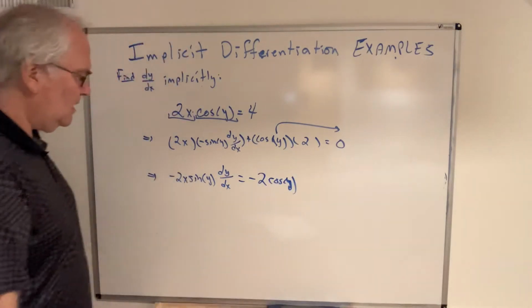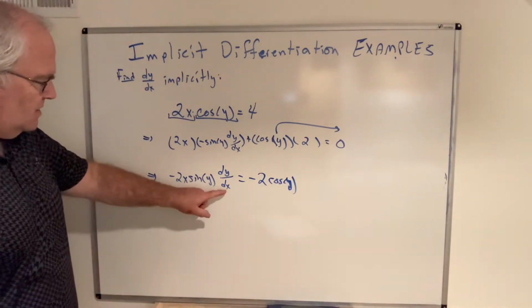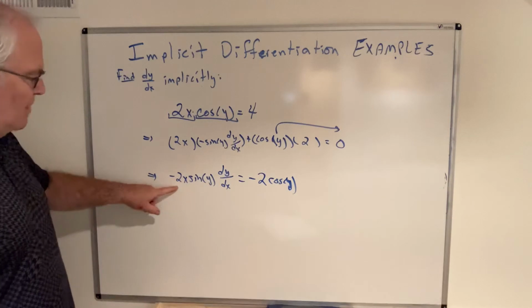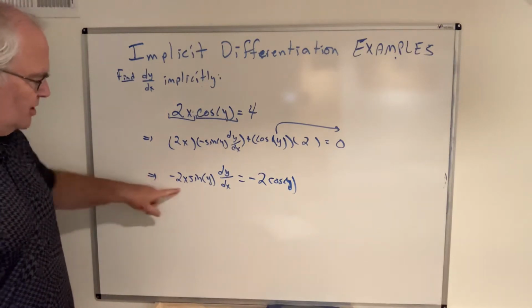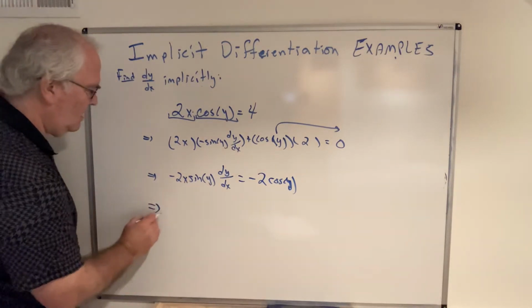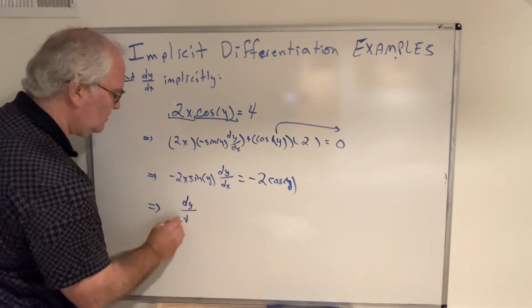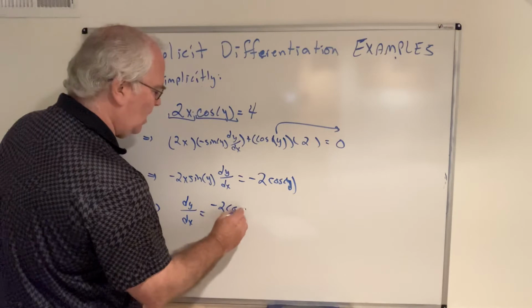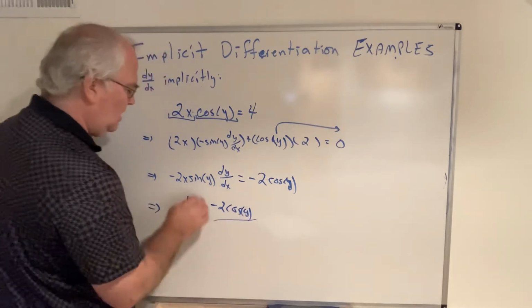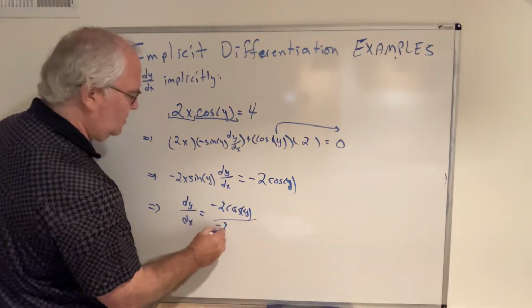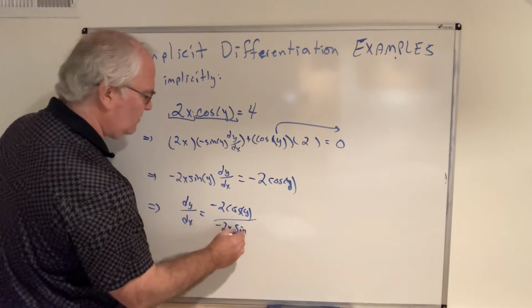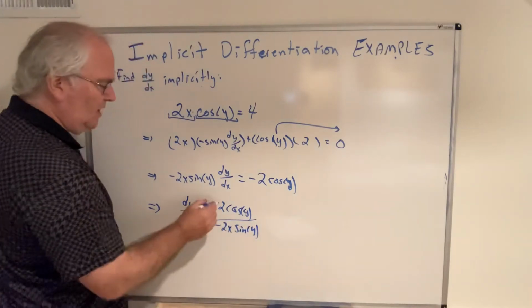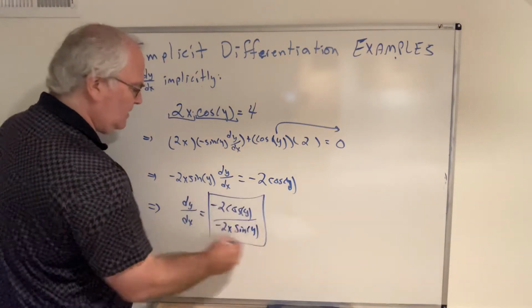There we go. And what's left is to solve for dy dx, which means you've got to divide both sides of the equation by this little expression here. And so this is negative 2 cosine y over negative 2x sine y. If you like, you can just put a box around it and be proud of it.